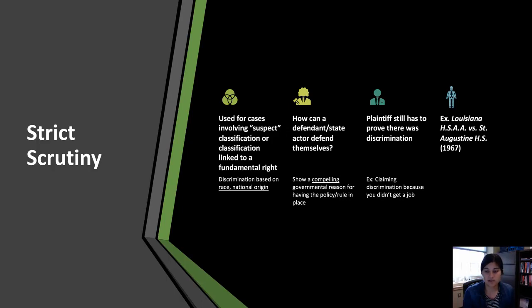So as you can imagine, the court did side with St. Augustine in this case. They said there's no compelling reason for the athletic association to deny them entry, and therefore they had to allow entry after that point. So again, just an example of how very, very rarely is it going to be possible for a defendant state actor to defend any kind of discrimination based on these immutable characteristics like race.